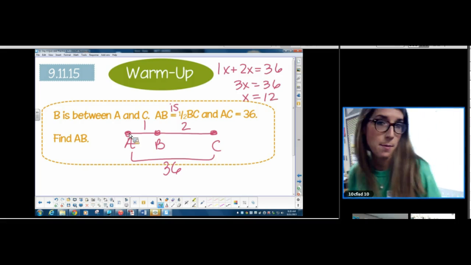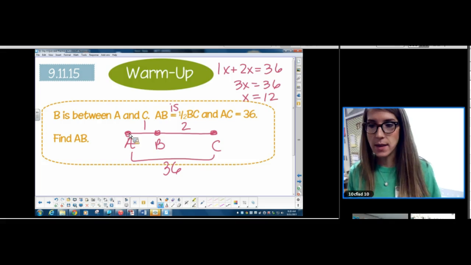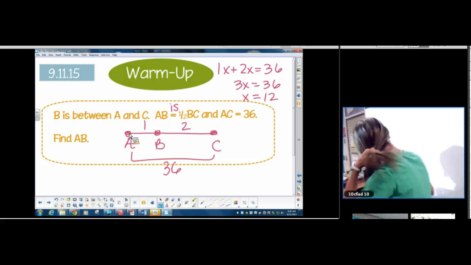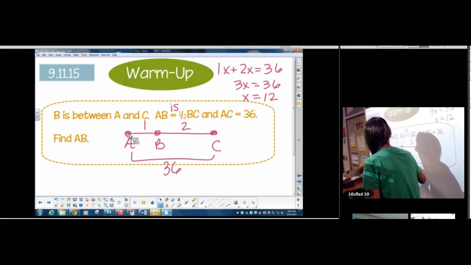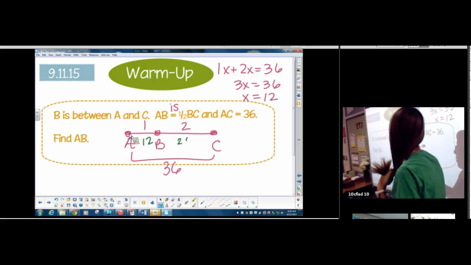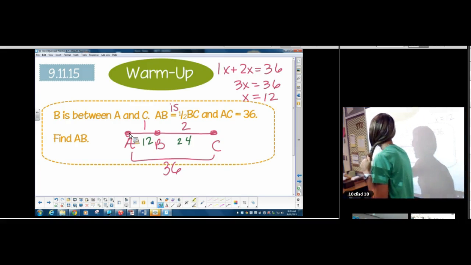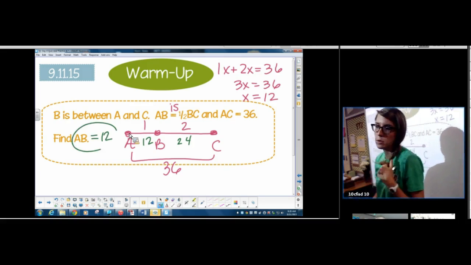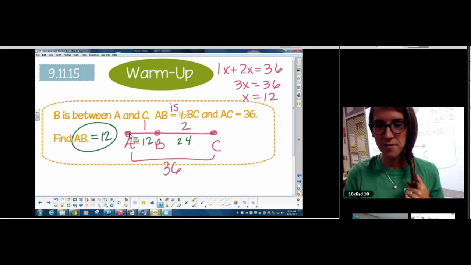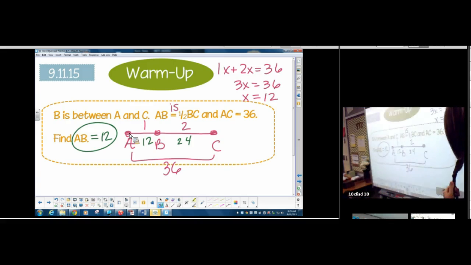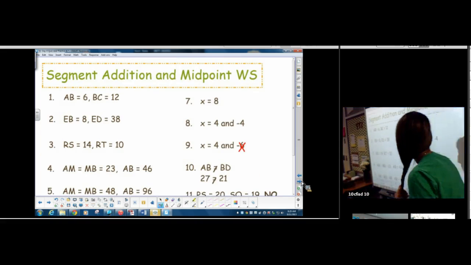It said to find AB, so we've actually already found AB because one of the parts is 12. So this one's 12, and this one's 12 times 2. BC is 24, but they wanted AB, so AB is 12, and we get to move on with life. Okay? Good. Let's check your homework answers.